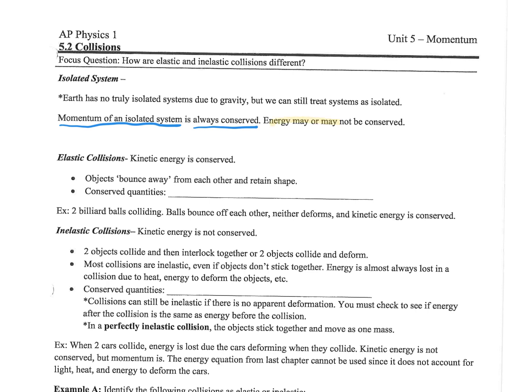However, energy may not be conserved. And we just talked about why that was, didn't we? So if we have the first type of collision, elastic collisions, kinetic energy is conserved, momentum's conserved. Okay? Objects are going to bounce away from each other and retain their shape. All right? Conserved quantities, P and K. Okay? Momentum, little p is for momentum. Big K is for kinetic energy, right?